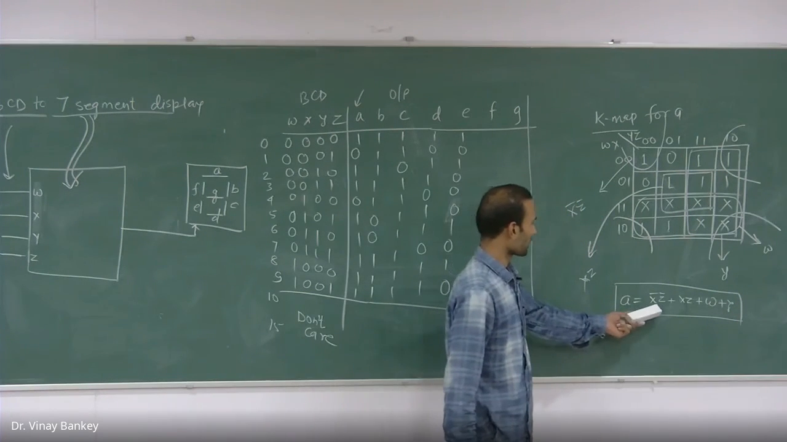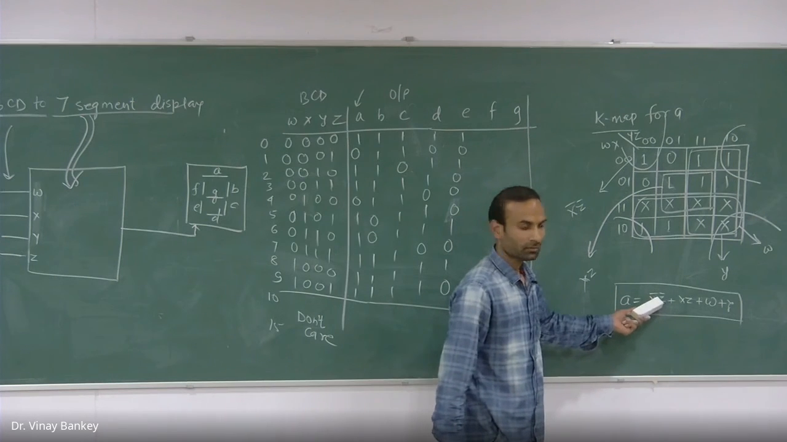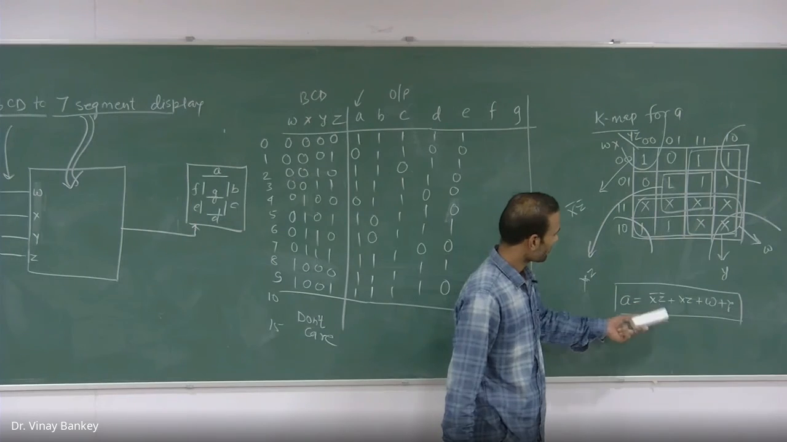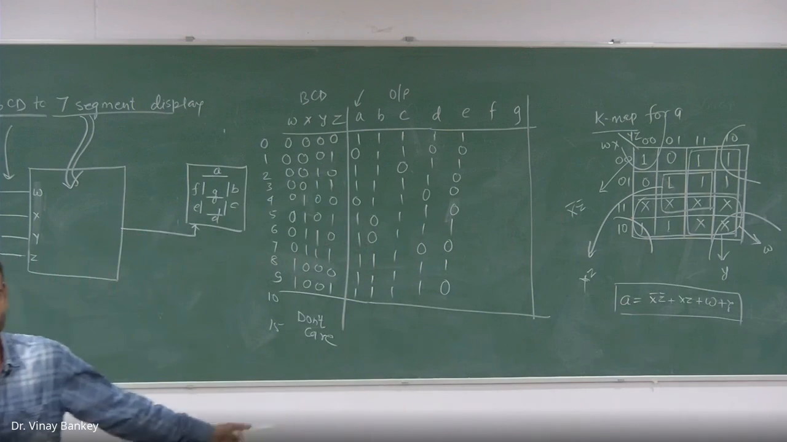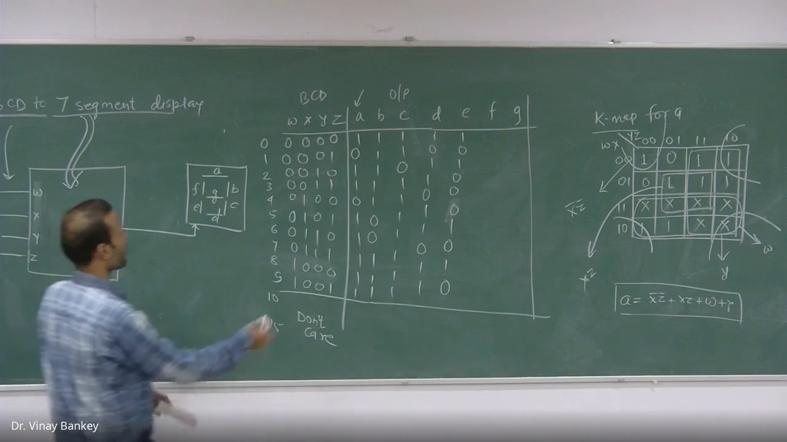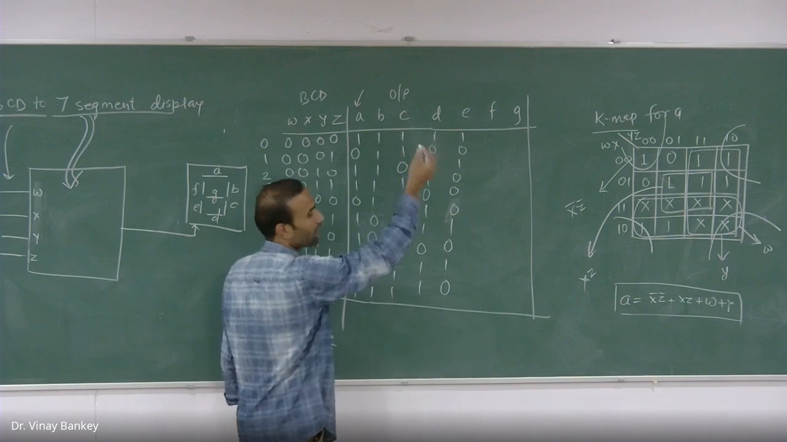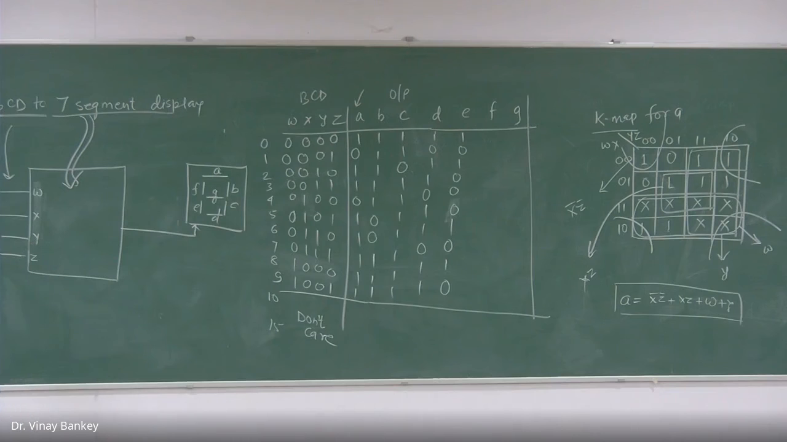And I think this is the NOR implementation. Whatever it is, you can design a circuit for this A. In a similar way, you can obtain the equation for B, C, D, E, and F. So that is the homework for you. You will do it.